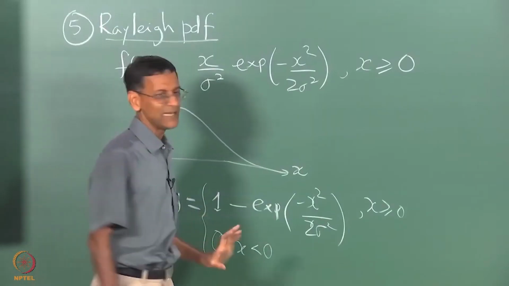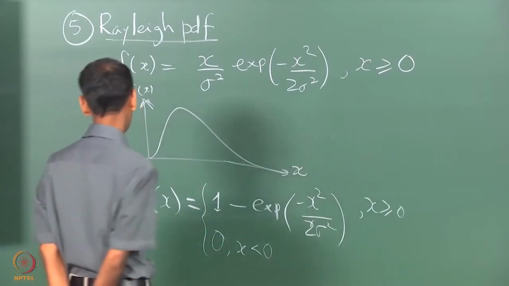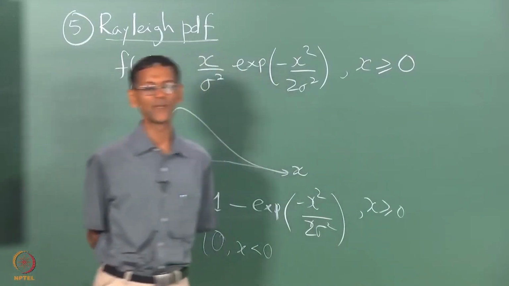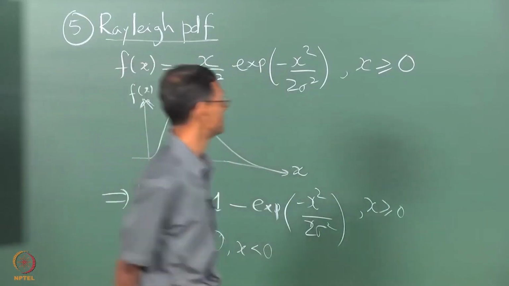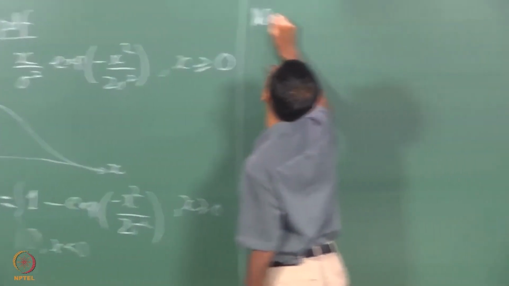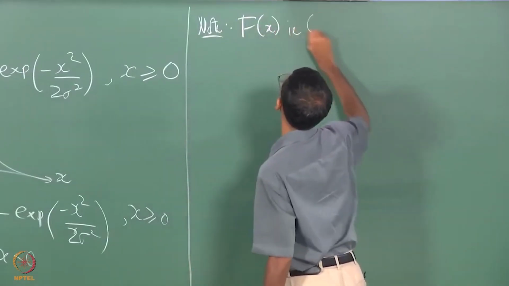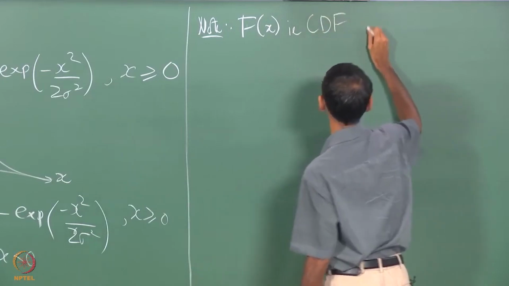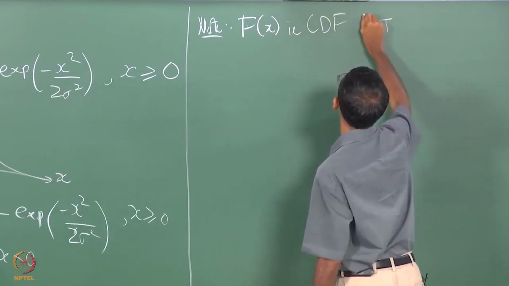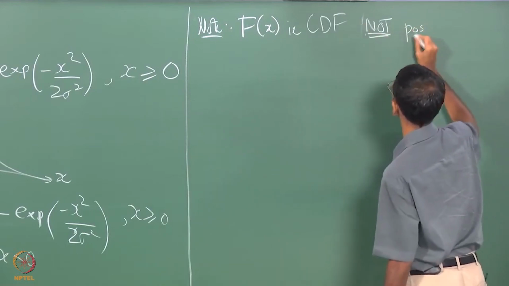Now, there is one item I skipped over, which is what? Can we write a capital F of x for the Gaussian PDF in closed form? Answer is no. Note, it is not possible in closed form.